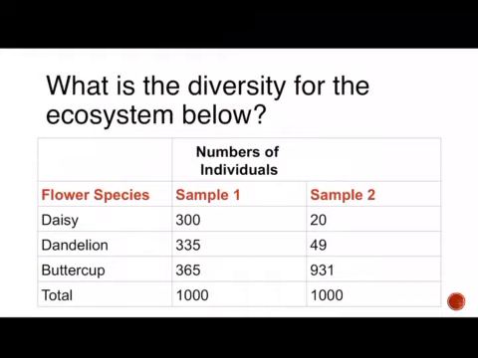So if you want to, pause and see if you can figure out which of these two communities has a greater diversity. Now you could probably tell by looking at the numbers. Both communities have the same number of flower species, but one is more even than the other. So plug those numbers into the diversity index and see what you get as a result.